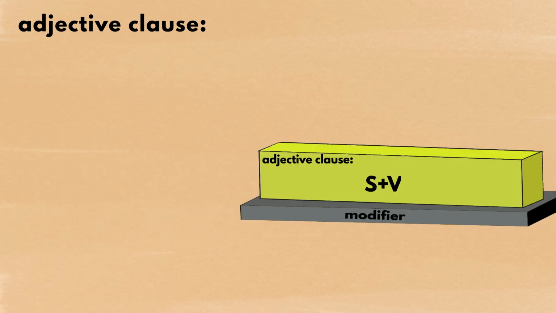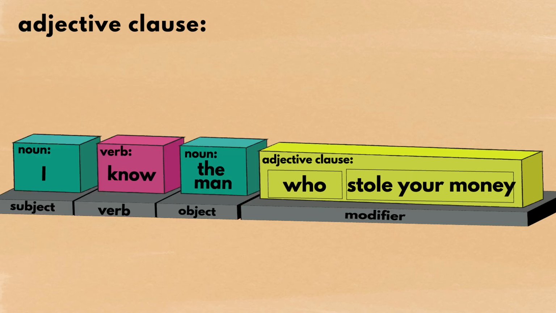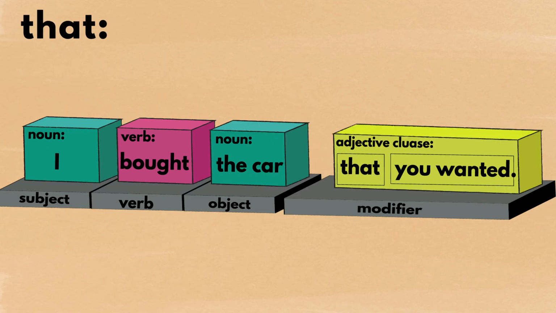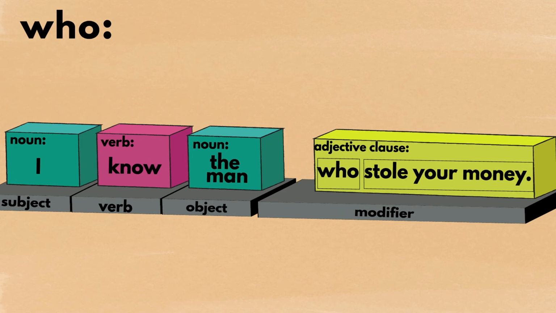Let's now talk about adjective clauses. If you put a signal word in front of a clause, it automatically becomes an adjective clause, as in the man who stole your money. There are a number of signal words: that, which, who, and so on.